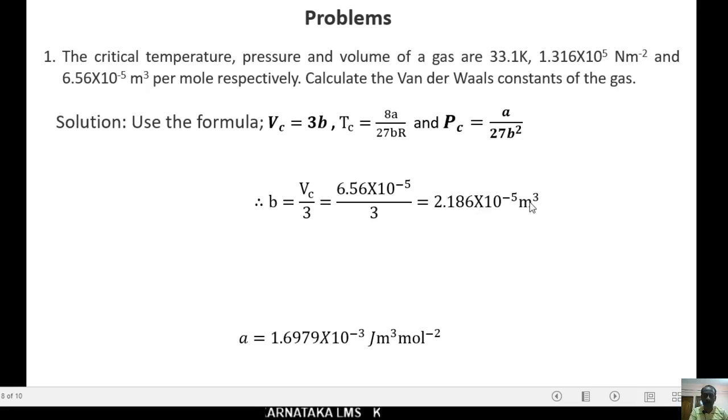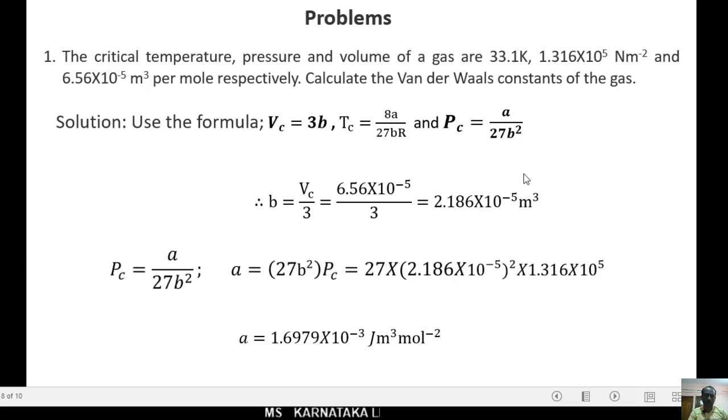This is b value. Similarly, for finding a value, you can use the formula Pc equals a by 27 b square here. Just cross multiply this one, Pc into 27 b square. Just substitute the b value here. 27 into b value, that whole square, into Pc value given 1.316 into 10 raised to plus 5. This is pressure. Just calculate here, simplify, you get 1.6979 into 10 raised to minus 3 joule meter cube per mole square. These are all about critical constants, van der Waals constants.